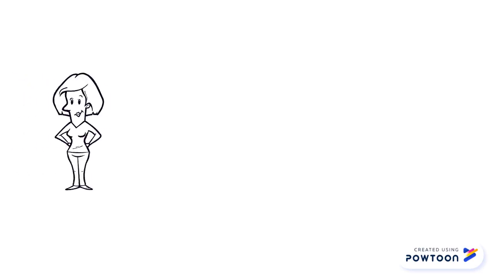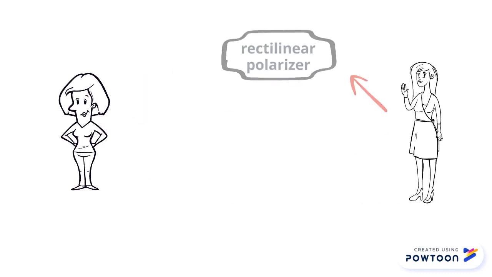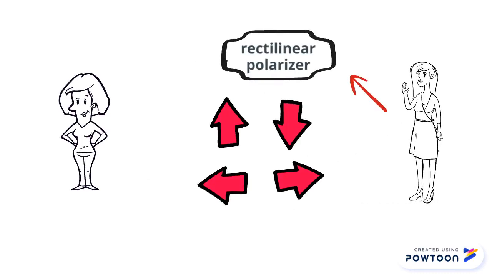Let's say Alice transmits a photon as up-right or left-down, but Eve uses a rectilinear polarizer, which can only measure up-down or left-right. What it can do is transform the photon into up-down or left-right.